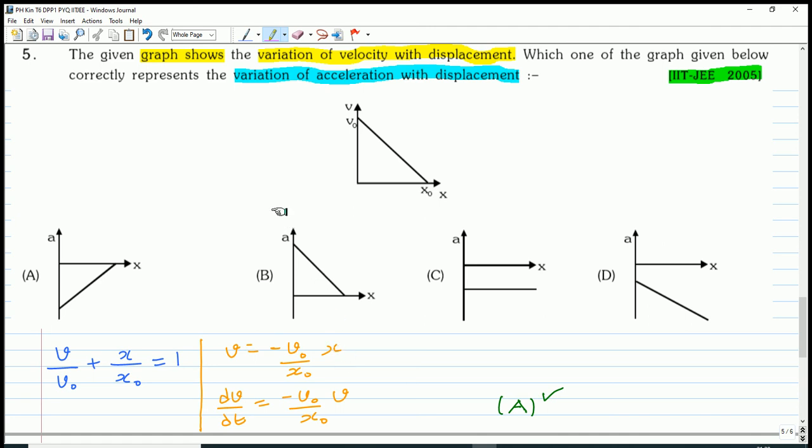Since we have to get the acceleration, we need dv by dt. So we have to differentiate this equation with respect to time on both sides. So we'll get dv by dt as minus v naught by x naught into v. V naught and x naught are positive from the information given. So the acceleration will be some negative number multiplying the velocity. So we have to multiply this by a negative sign. So it will be of this nature. So the correct option is option A.